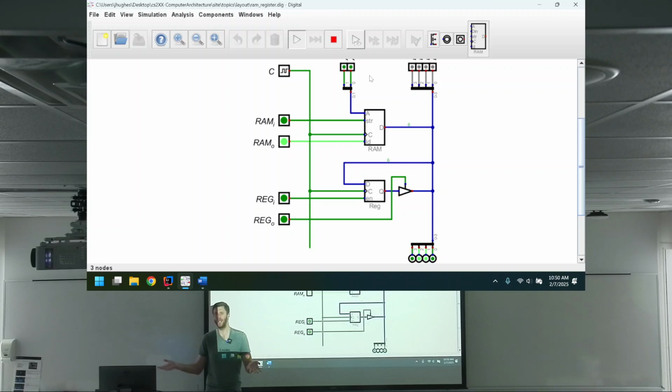So, who in here has ever been to my office? Are you for real? All right, well, behind me in my office, I've got a giant breadboard with a computer on it.